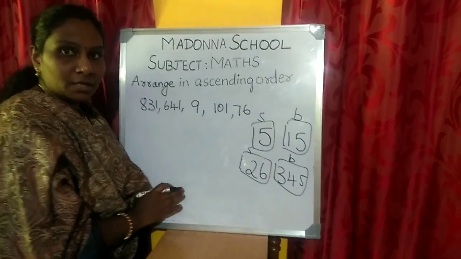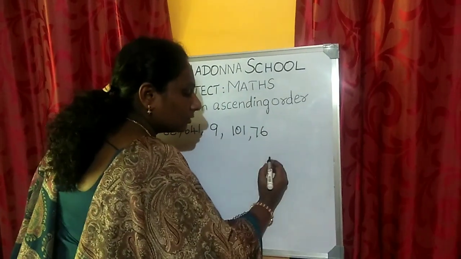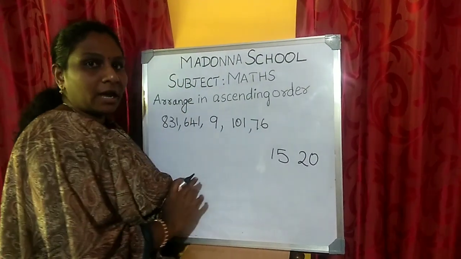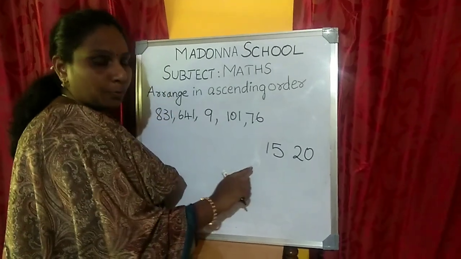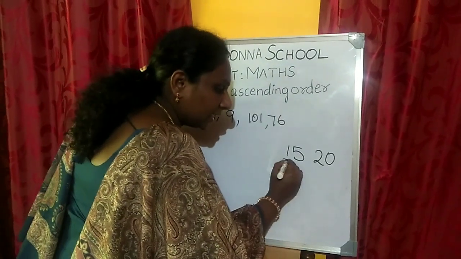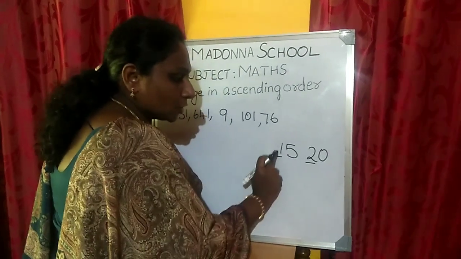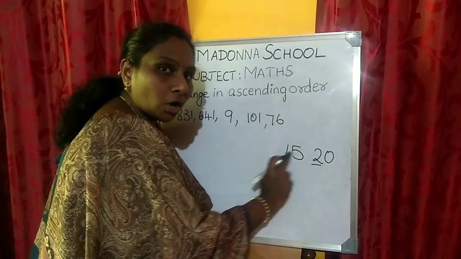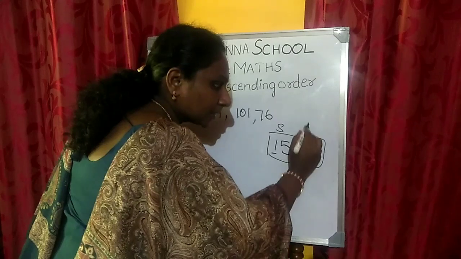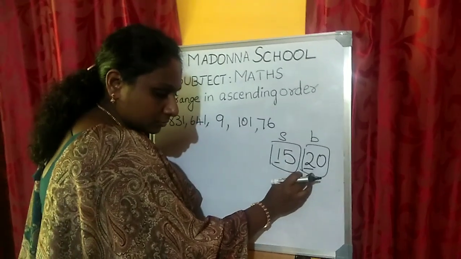Okay. The second step: if you have a two-digit number and another two-digit number, so both the numbers have two digits, then what will you do? Then you have to compare the first digit. So 1 and 2. Which is smaller? 1 is smaller. So 15 is smaller and 20 is bigger.